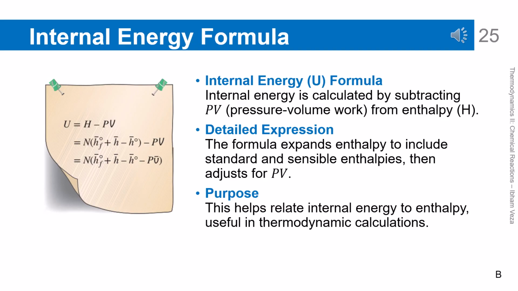Internal energy formula. Internal energy can be expressed as U equals H minus PV. By inserting the definition of enthalpy, consisting of standard and sensible parts, this relation becomes more explicit. This formula is important when the analysis is based on internal energy rather than enthalpy. In reacting systems, sometimes one form is more convenient than the other. This relationship ensures consistency between the two approaches.